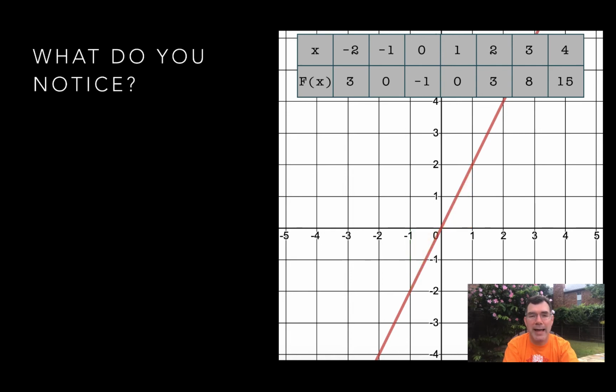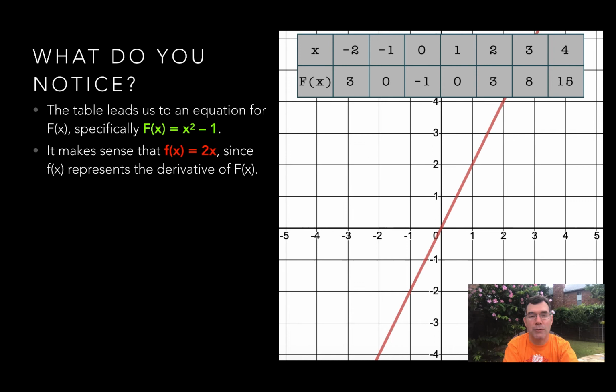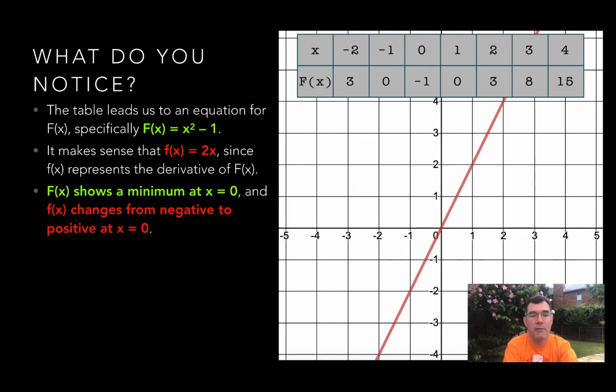And here's what I notice about that table. That table actually gives me the equation capital F of x equals x squared minus 1, and you can plug in the x's and see that you get the y values underneath each of them. And that is the actual function. And that makes sense too, because little f of x, which is supposed to be the derivative of capital F of x, is actually 2x, and that is the derivative of x squared minus 1. So all of those properties hold. Capital F of x does show a minimum value in the table at x equals 0. The y value there is negative 1, and none of the other y values are any lower than that, and they never will be.